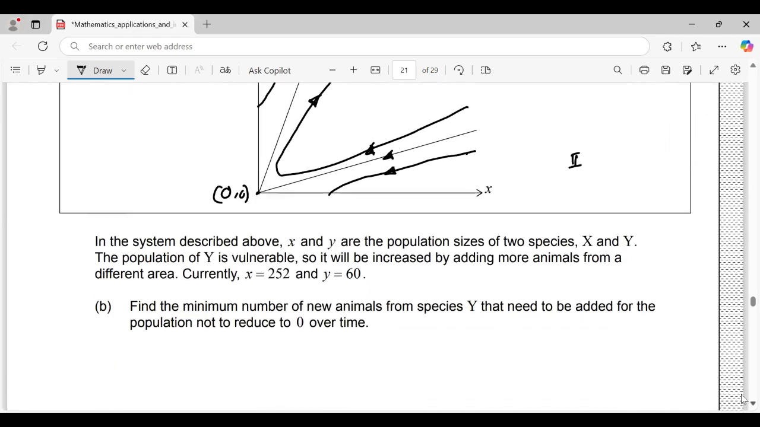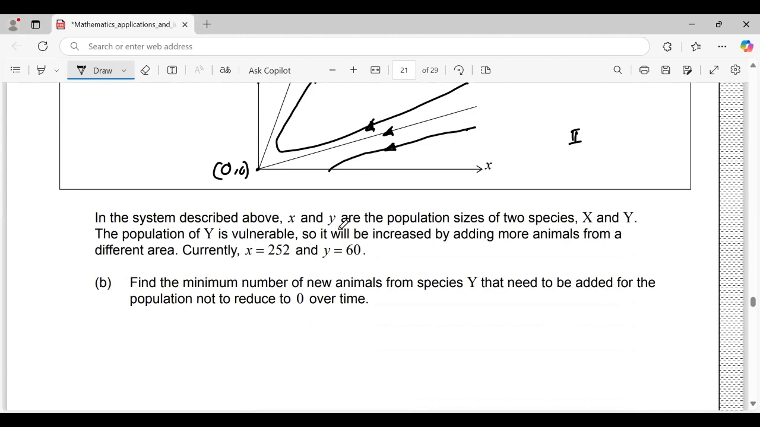Next question. In a system described above, X and Y are the population sizes of two species, X and Y. The population of Y is vulnerable, so it will be increased by adding more animals from a different area. Currently, X equals 252 and Y equals 60. Find the minimum number of new animals from species Y that need to be added for the populations not to reduce to zero over time.